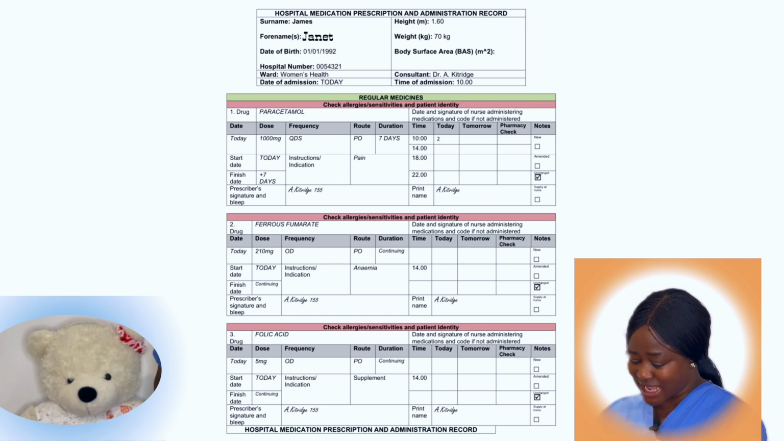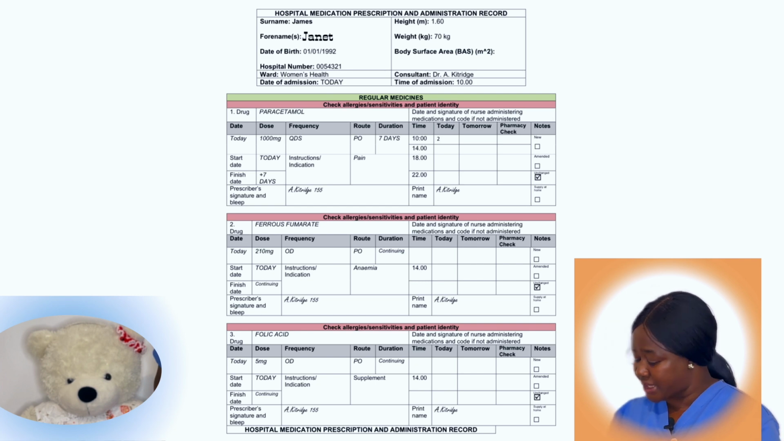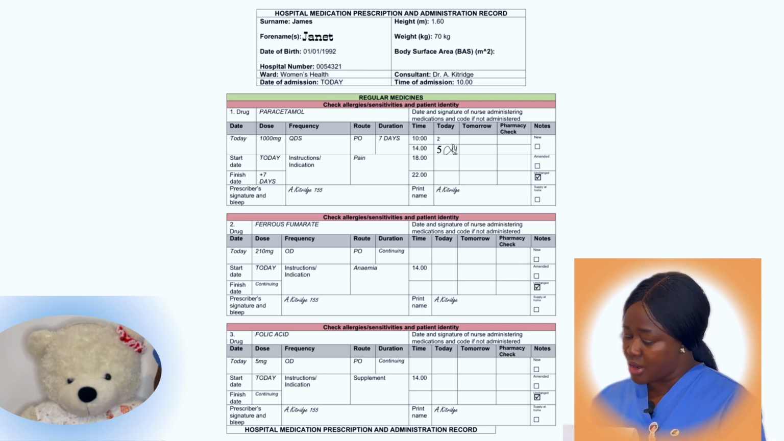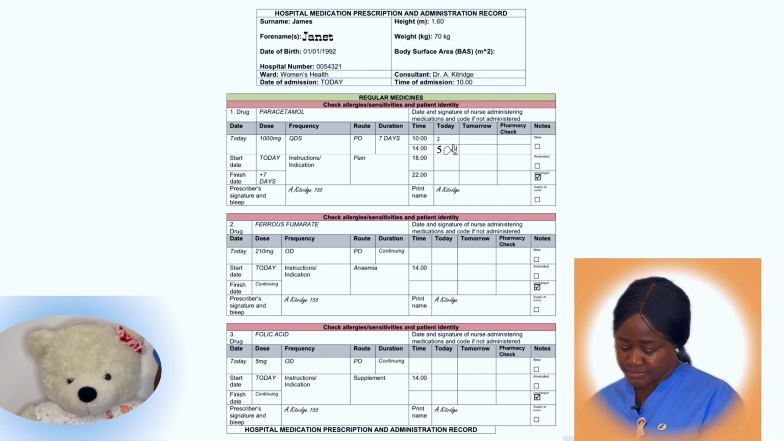I will go back to the start page. You have it at 11th hour, and this is 14th hour. That is a 3 hour gap. So I will not be giving you this at this time. I'm going to give it a code of 5. I'll put my signature and I'll circle the 5, which means start dose was given.